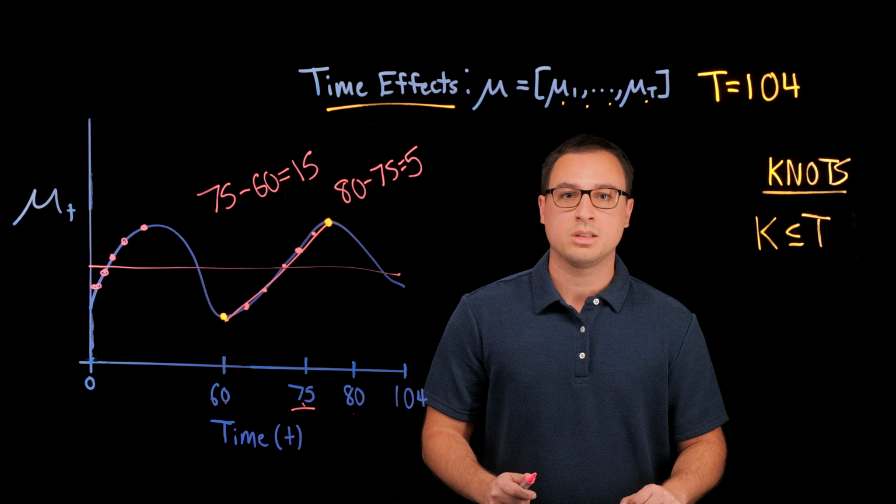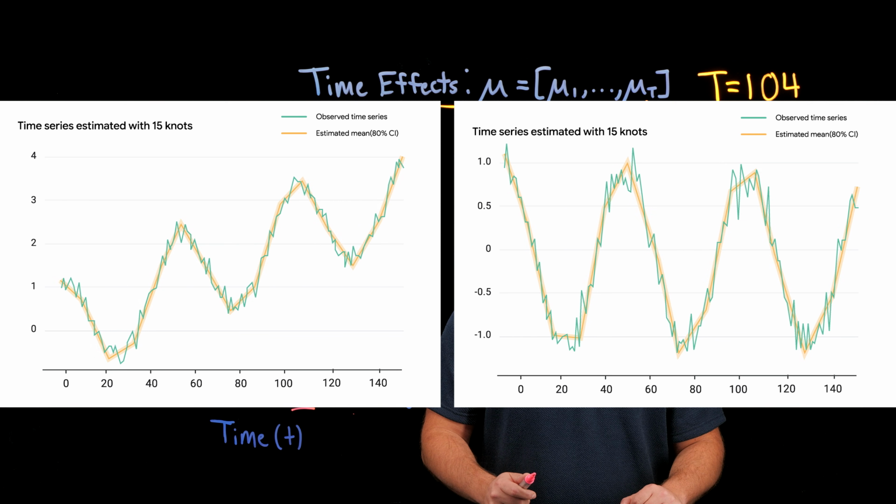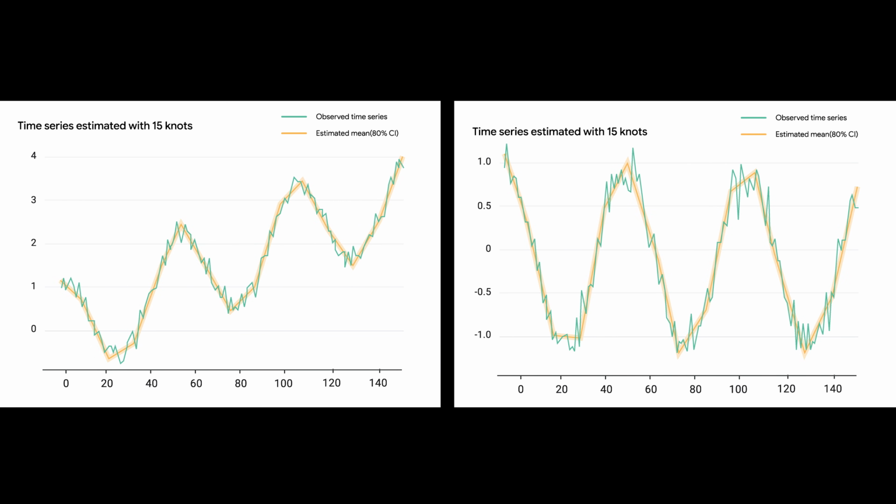Let's look at these charts, which fit knots to simulated data. They show how a complex time series of 152 time points can be accurately explained by just 15 knots. Notice how the smoothed estimate in orange effectively captures the seasonality of the observed data in green. It does this without modeling a parameter for every single week.